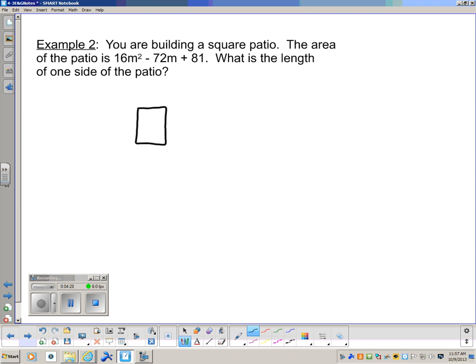if you remember that, is just side times side, or length times width, and the length and the width there are the same thing. So we already have this as 16m squared minus 72m plus 81, and we need to get the length and the width. Since it has to be exactly the same here, I'm going to think, what's the square root of this? Oh yeah, 4m. What's the square root of 81? 9.